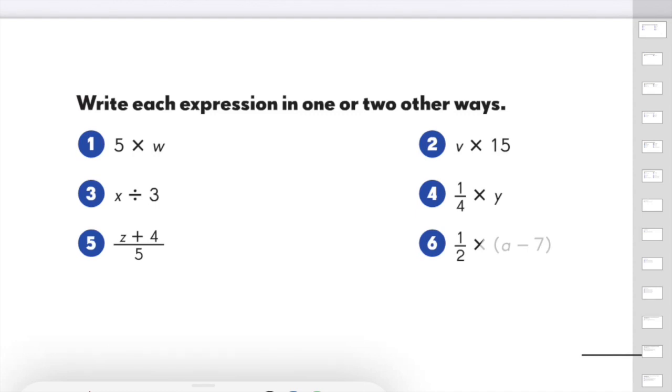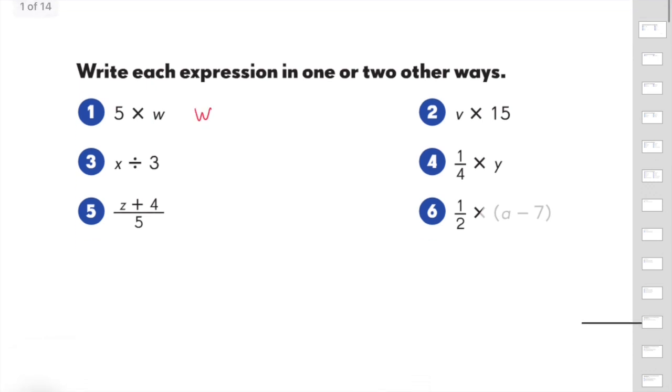Write each expression in one or two other ways. Number one is 5 times W. Well, we can always switch the factors, so it could be W times 5. It could be 5 groups of W, or W groups of 5.